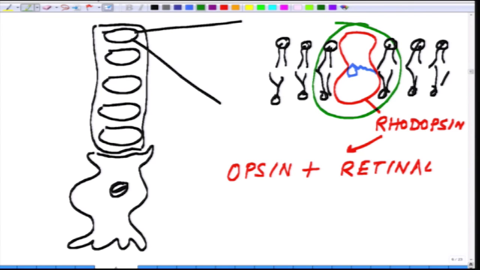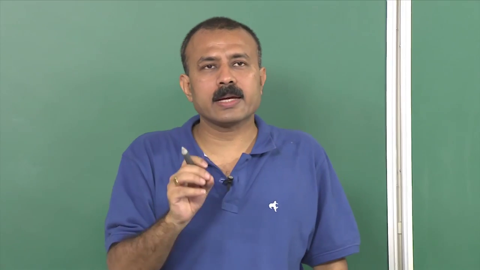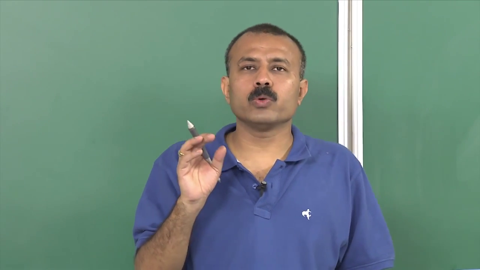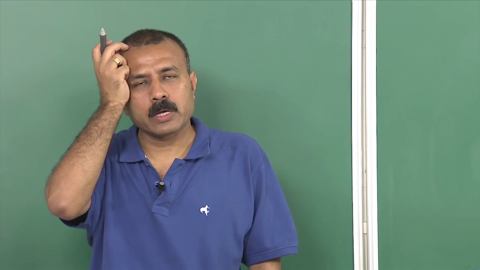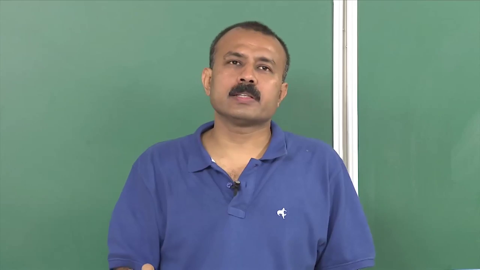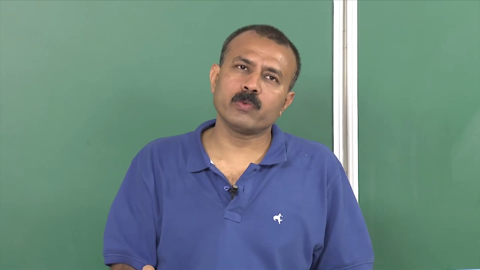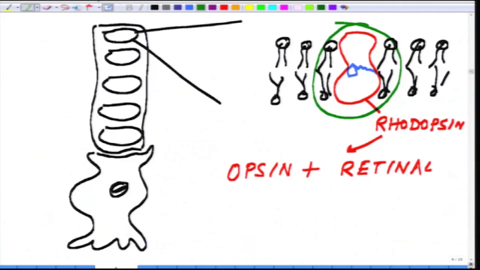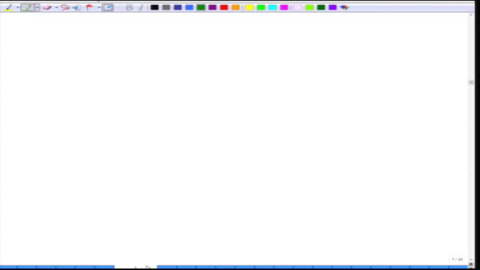This is the key molecule which receives the light. It is a light sensitive protein. It has variants, of course, which ensure how it will function at different intensities and with different wavelengths. Now we will talk about what exactly happens with this molecule in the next slide.